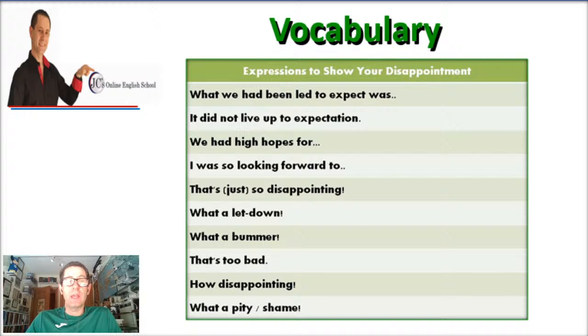Or you can also say, we had high hopes for this project, for this car, for whatever. We had high hopes for, but you're disappointed. Another one is, I was so looking forward to going to New York. I was so looking forward to studying English with JC. Now I don't have time or I don't have money, so you're showing disappointment, okay?